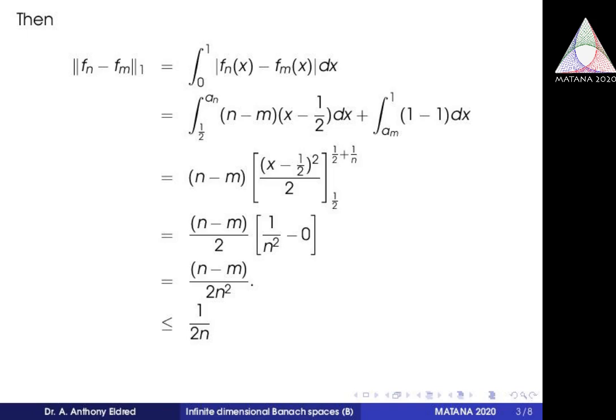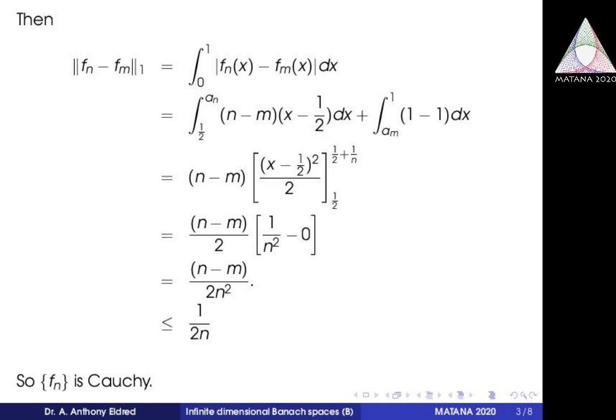So we have (n minus m) by 2n squared, and since n minus m is less than n, therefore it is less than or equal to 1 by 2n. So the 1 norm of fn minus fm is less than or equal to 1 by 2n. Therefore after some stage we can see that the 1 norm of fn minus fm is less than epsilon. Hence this sequence is a Cauchy sequence in C[0, 1].